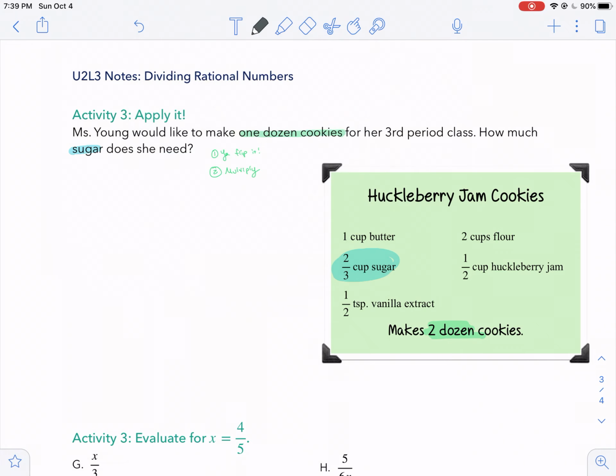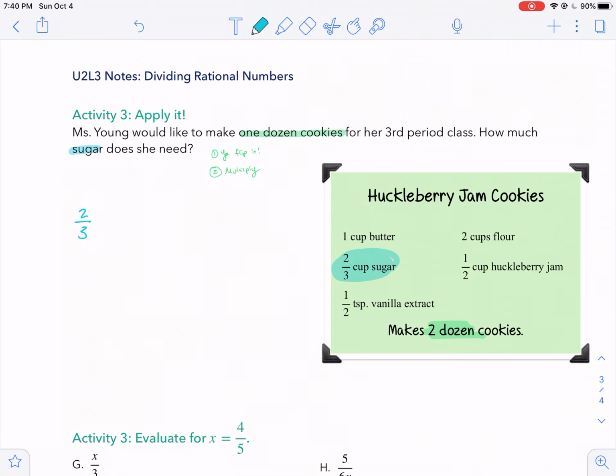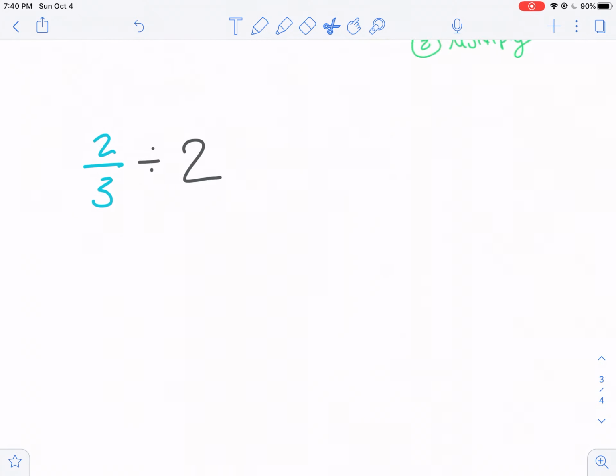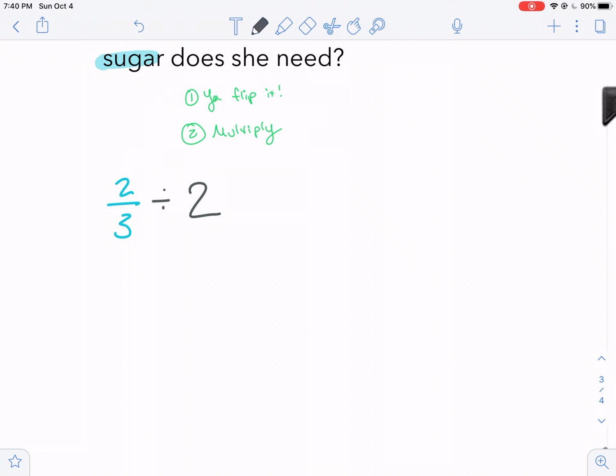So what we'll do is we'll take her normal amount that she needs. We have 2/3 cup of sugar, and we will divide by 2 because she makes 1 dozen and this is 2 dozen. Okay, great, but how are we ever going to solve this problem? Oh, yeah, flip it and multiply.